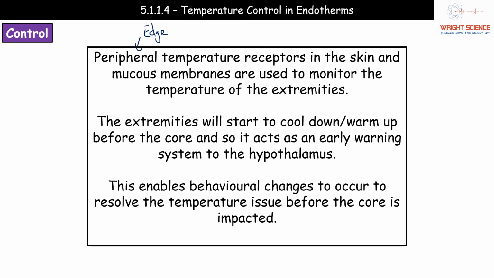So your core is where we've got all those very important organs, all those vital organs. Your extremities are, to a certain extent, expendable. So what we see is they are more prone to those temperature changes. Now, that actually acts as a bonus to the body because they are going to act as basically early warning systems to the hypothalamus. So if those peripheral temperature receptors start detecting a temperature change, we can start to bring about those changes before it affects the core. And obviously that's critical because if your core body temperature is increasing or decreasing beyond the accepted range, that's where we're going to get in serious trouble.